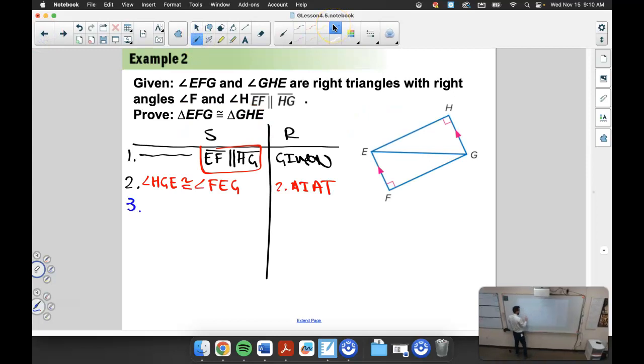All right, so you guys said this one. You've got step number 3 here. We've got EG, or GE. Reflexive property.